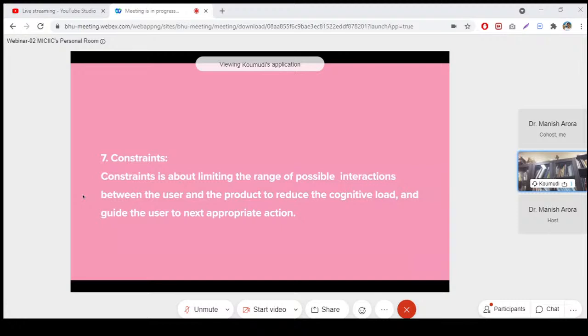Many times, constraints are added to a design not just to guide a user, but oftentimes to prevent them from doing harm to themselves or others. Constraints is also about limiting the range of possible interactions between the user and the product to reduce the cognitive load and guide the user to the next appropriate action.